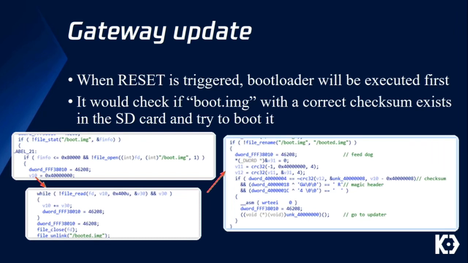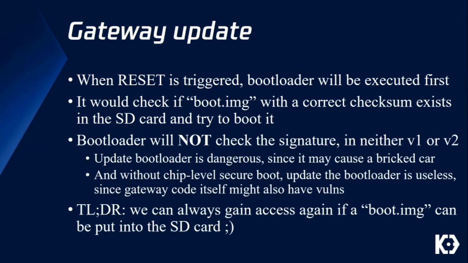And if it exists, it will check that the boot image has a correct checksum. And if so, it will also check something such as the magic patch here. Right? Yeah, here. And then it just copies the image to the memory area and jumps to there. And maybe you have seen that there is actually a problem here. The bootloader will not check the signature of the boot image in either the first version or the second version.